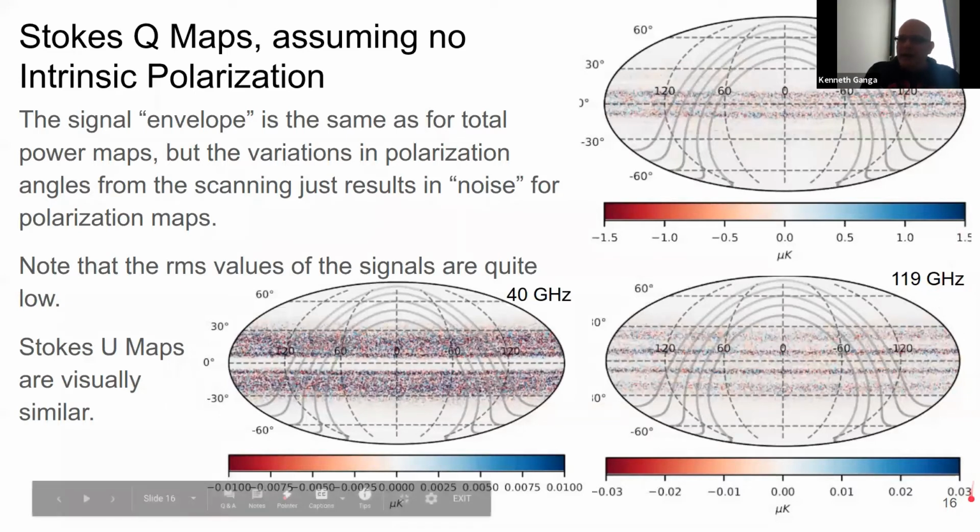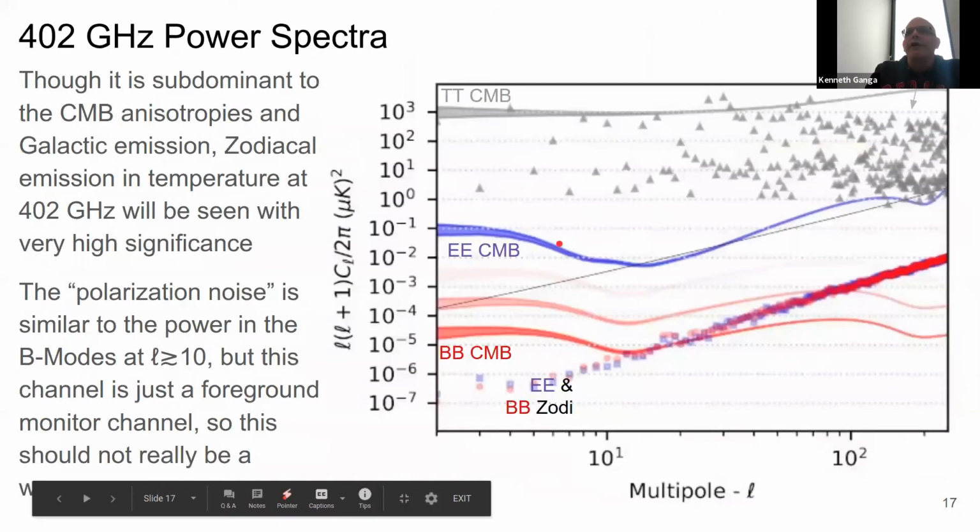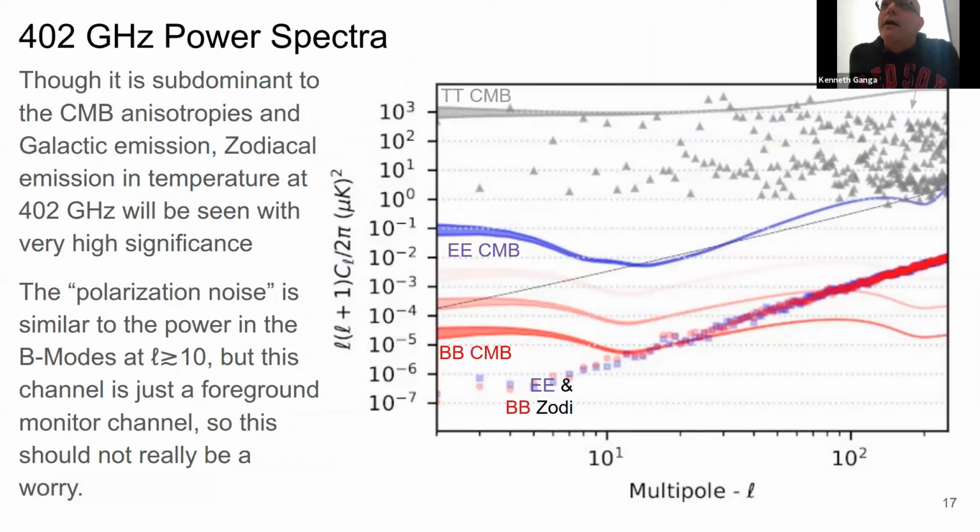And you've got to look and say, wow, these are really low numbers, right? This is 30 nanokelvin here. But we're talking about very sensitive experiments, so we have to look for it, and so we have to look at the power spectrum. So the first thing I do is look at the 402 gigahertz power spectrum. So this is a dust monitor. This is not a CMB prime channel.